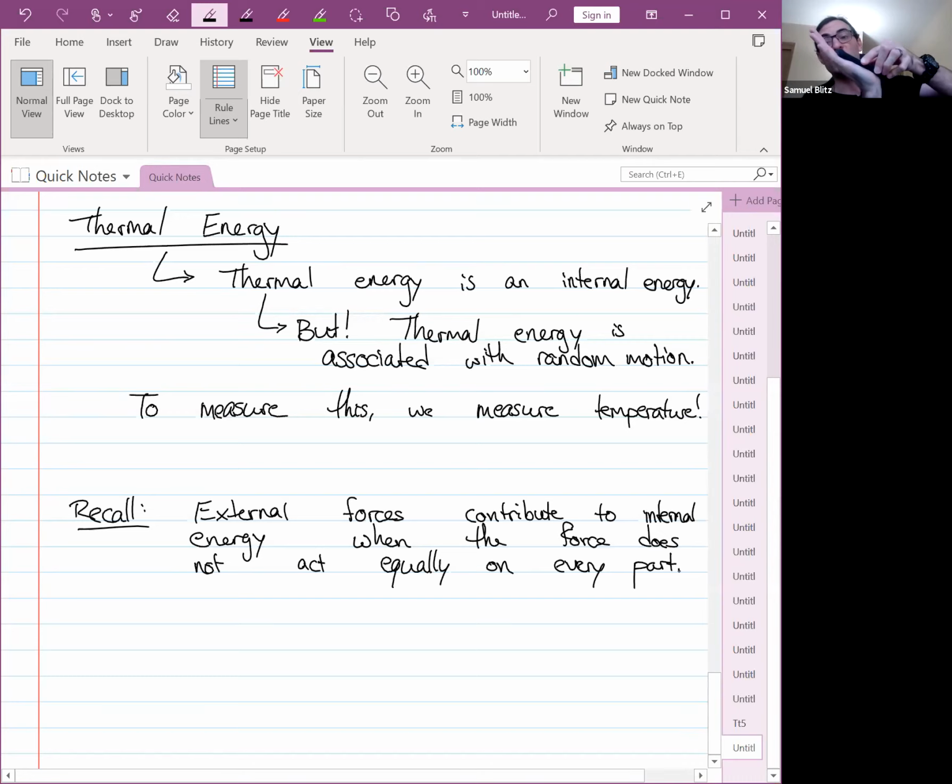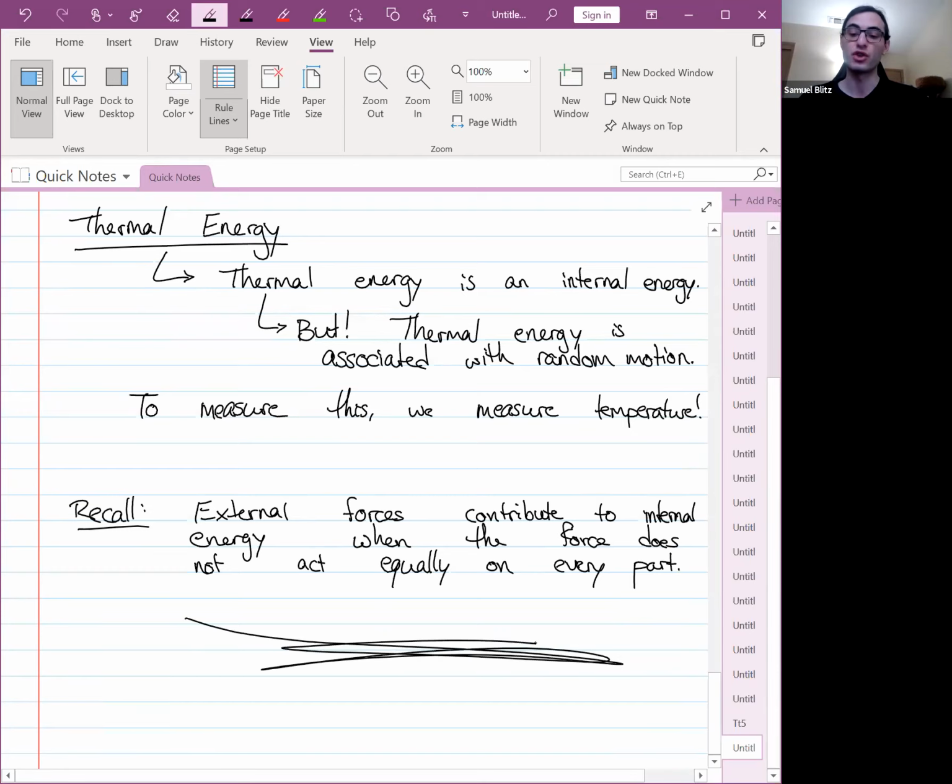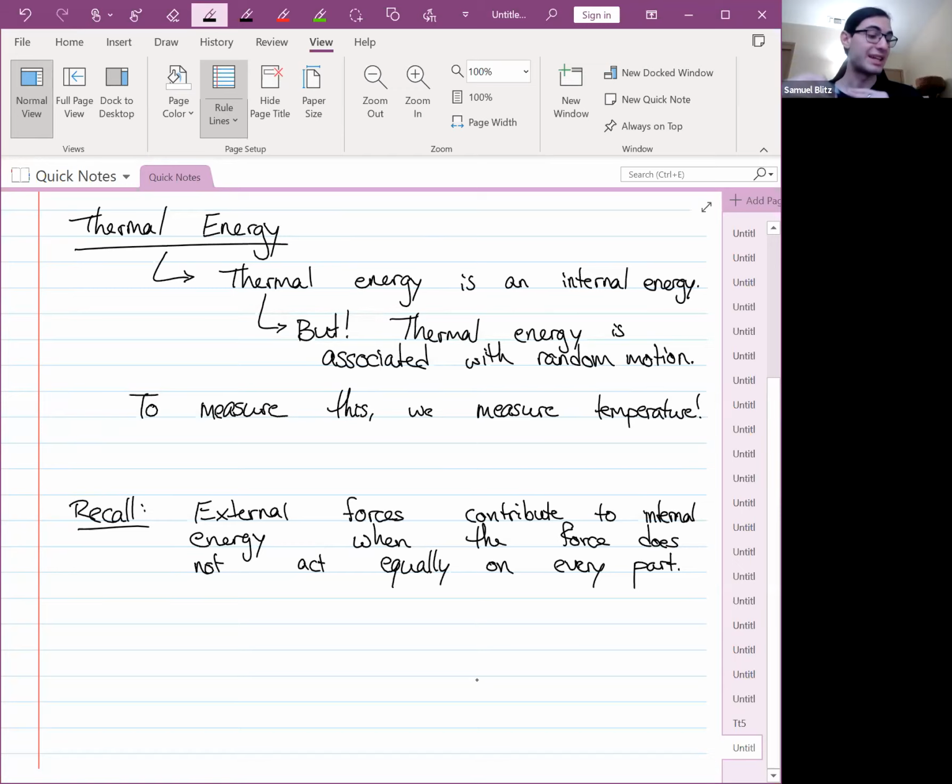And so the kinetic friction acts non-uniformly on the atoms in an object. It acts in particular on the atoms that are at the interface. And so there's an acceleration that the kinetic force applies to the little atoms at the interface that it doesn't apply to the atoms not at the interface. And hence, because external forces contribute to internal energy when the force does not act equally on every part, in this case there is an acceleration on the atoms at the interface, but there isn't an acceleration on the atoms away from the interface. And so that's why kinetic friction contributes to internal energy. In particular, it contributes to thermal energy.